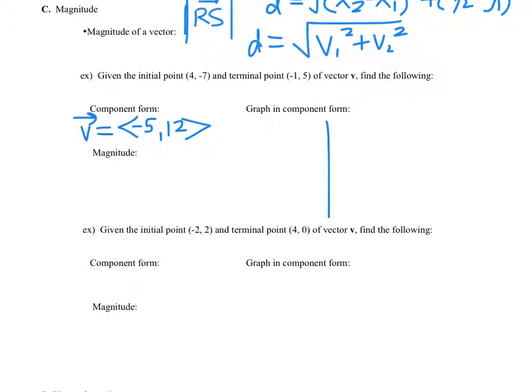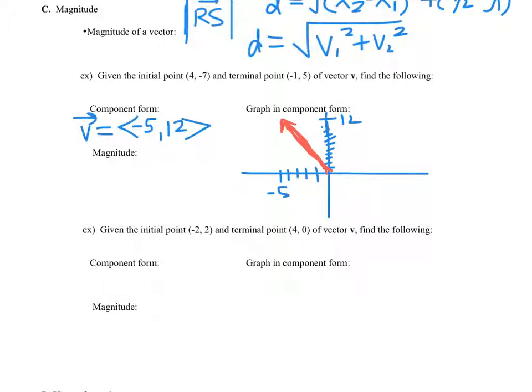All right, I'm going to graph this before I find its magnitude. So we're going to go to -5, 12, and we're going to graph this vector in its component form, which starts at the origin and just goes out to the point -5, 12. 1, 2, 3, 4, 5. Where's 12? It's about there. So you put your point way up here, and here's your vector, a nice straight line from the origin out to that point, and there it is.